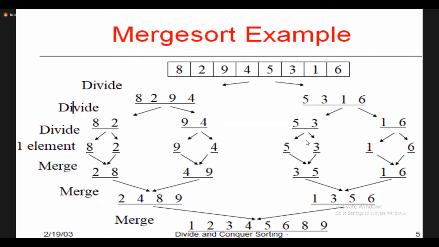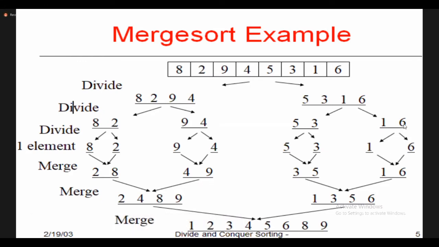0 plus 1 means 1, so 3 is the other element. Here L is equal to R, so stop here and apply the merge. Compare 5 and 3. 3 is less than 5, so swap the elements 3 and 5.